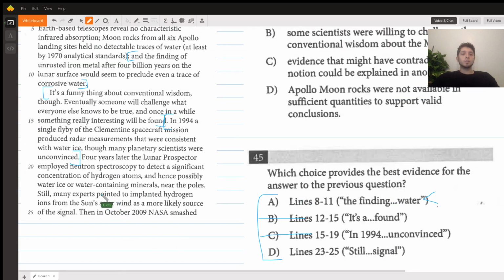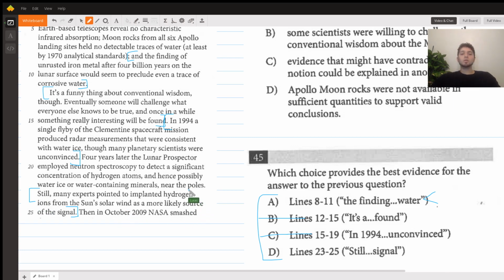Then we have 23 through 25, which is down here. "Still, many experts pointed to implanted hydrogen ions from the sun's solar wind as a more likely source of the signal." So let's step back and make sure we understand the context. Right before this, it says four years later, after this 1994 mission, the Lunar Prospector employed neutron spectroscopy to detect a significant concentration of hydrogen atoms, and hence possibly water ice or water-containing minerals near the poles. So now we have another mission that looked and found water-containing minerals near the poles. And this is saying that still, many experts thought the hydrogen ions might have been from the sun's solar wind as opposed to being from water.